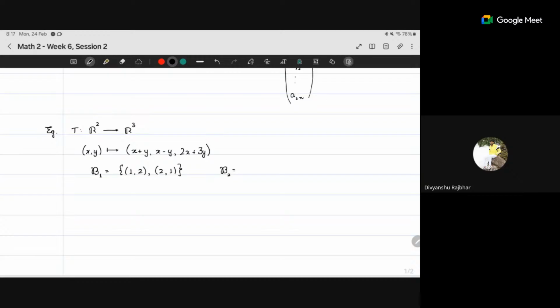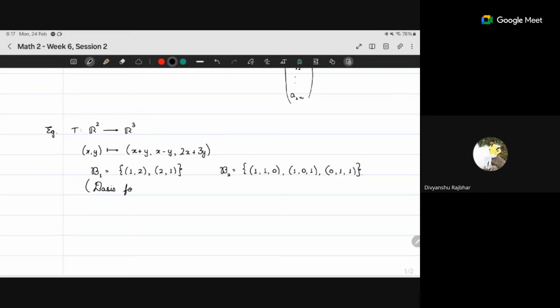And then on this side, let me take something like (1, 1, 0), (1, 0, 1), and (0, 1, 1). You can check that this is also a basis for R3. So I have a basis for R2. This is a basis for R2. It is an ordered basis. I'll just write basis, but the order is important.